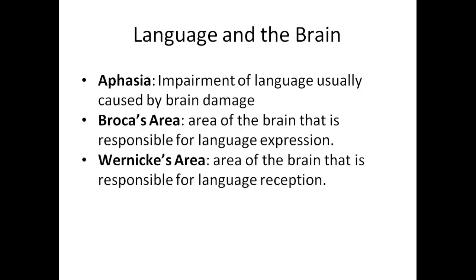All right, language and the brain. The first is aphasia, and this is when you have impairment of language that is usually caused by brain damage. But there's two areas that you can potentially damage. The first is Broca's area, and this is the area of the brain that is responsible for language expression. So when you don't sound fluent or you do sound fluent. And Wernicke's area is the area of the brain that is responsible for language reception, so processing that information.